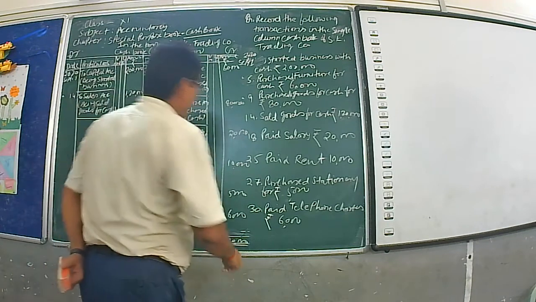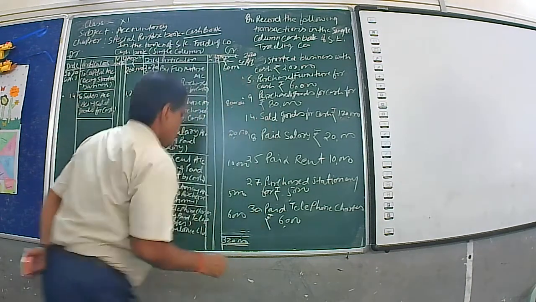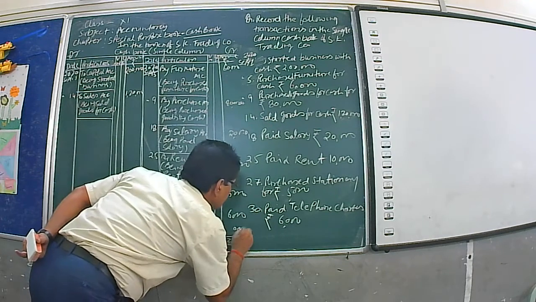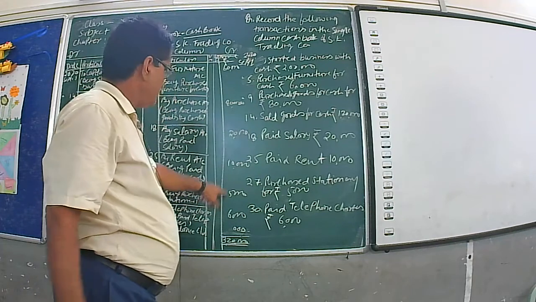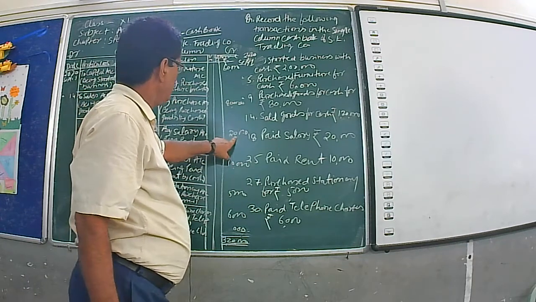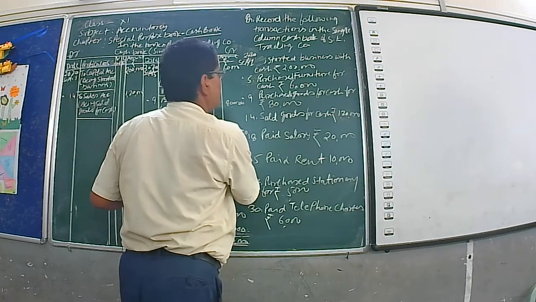Here I can see in 3 digits everywhere there is 0. So note down 3 digit 0. 6, 5, 11, 20,000.